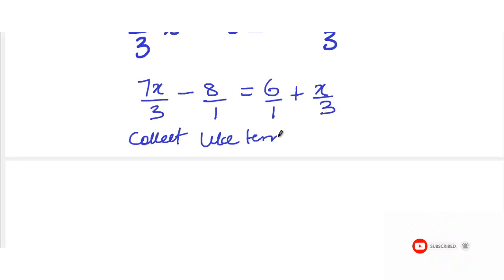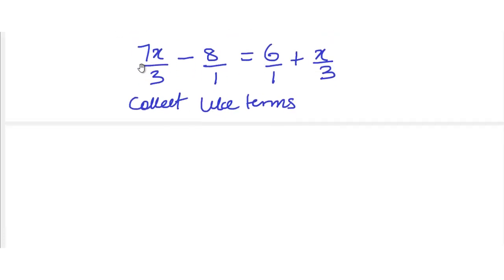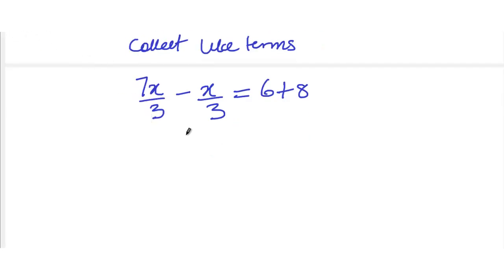So if we collect like terms, what we are going to be having is 7x over 3, then this plus x over 3 coming here would be minus x over 3 will now be equal to 6 over 1. Then minus 8 coming to this side, plus 8. Okay, so 3 is common to both denominators. We already know that 7x over 3 minus x over 3 will give us 6x over 3.